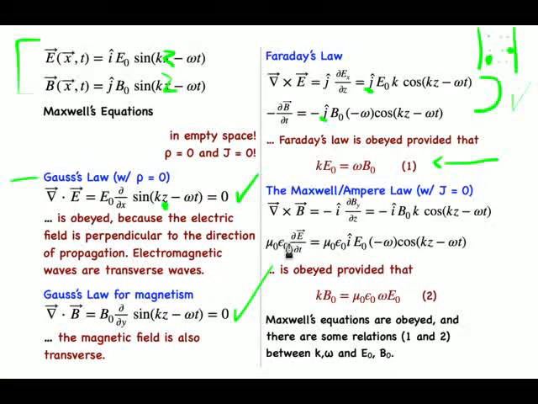And that should be equal to mu naught times the displacement current, epsilon naught dE/dt. So let's calculate mu epsilon dE/dt. So I have mu epsilon. Now E is in the i direction.